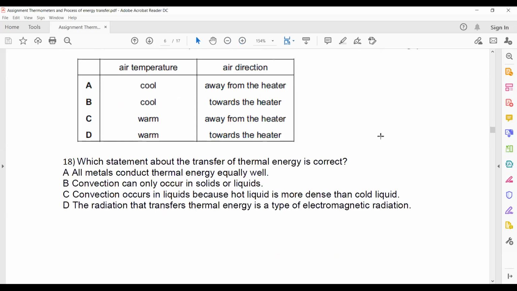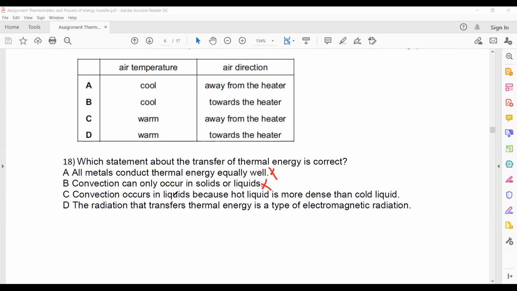Question 18. Which statement about transfer of thermal energy is correct? So all metals conduct equally well? Not equally well. Some conduct more, some conduct less. So this cannot be an answer. Convection can only occur in solid? No, it occurs in liquids and gases.